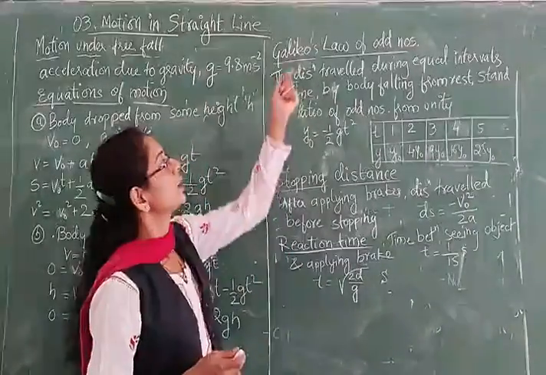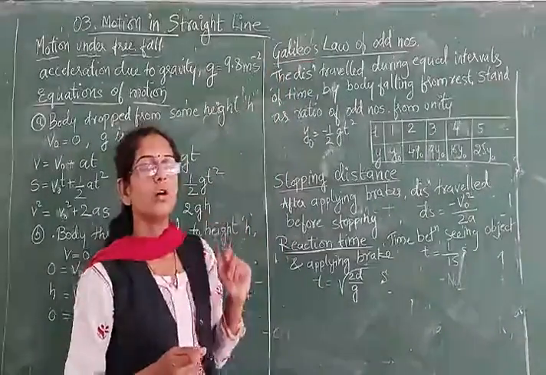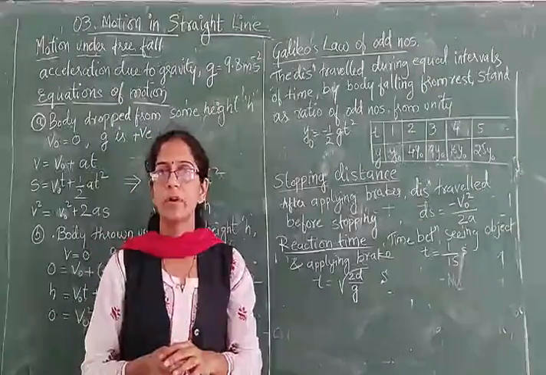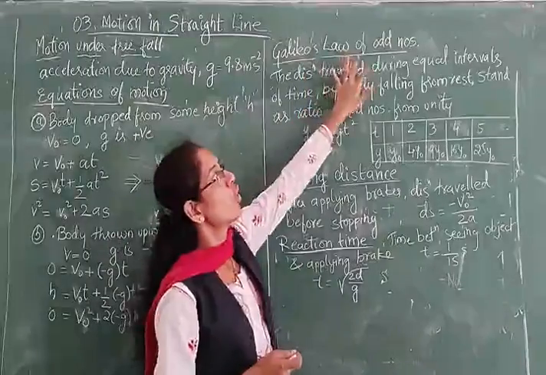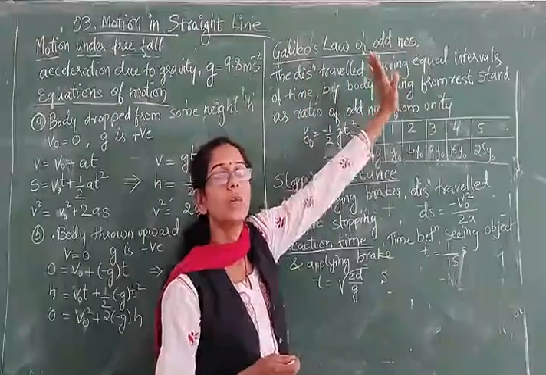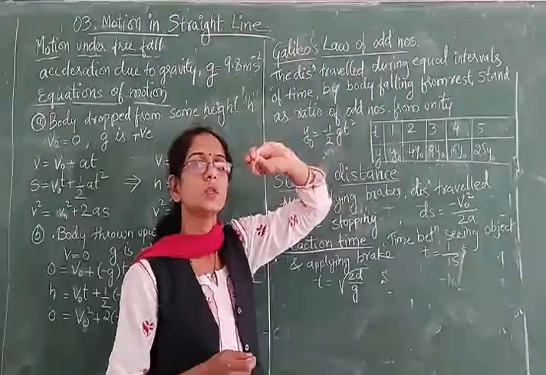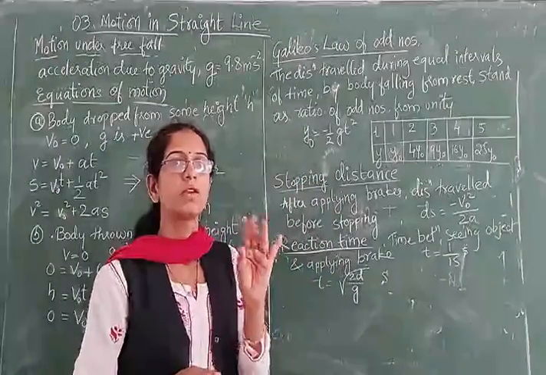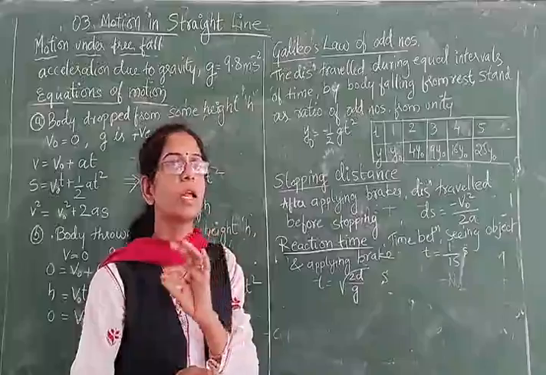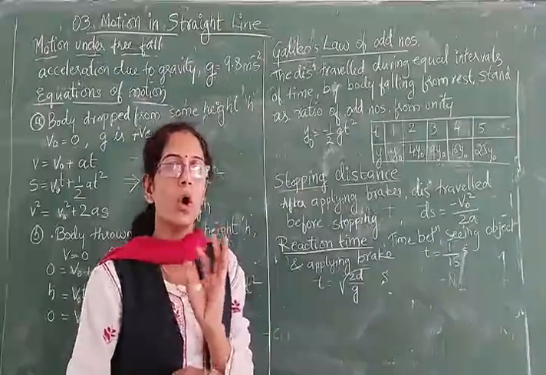Here it is. Galileo gave one law which relates the distance travelled by the object. So the law is called Galileo's law of odd numbers. Odd numbers means the numbers which are not divisible by 2: 1, 3, 5, 7, 9, 11 and so on. These are all odd numbers.